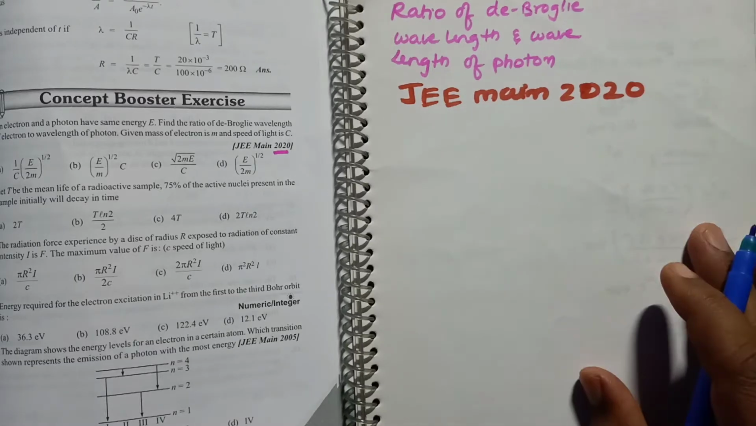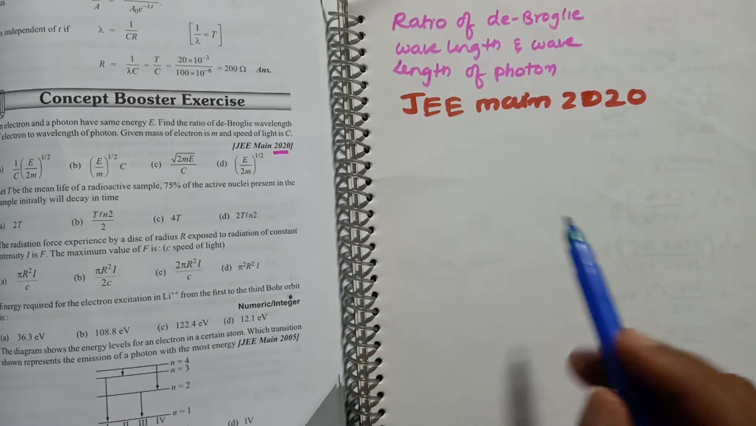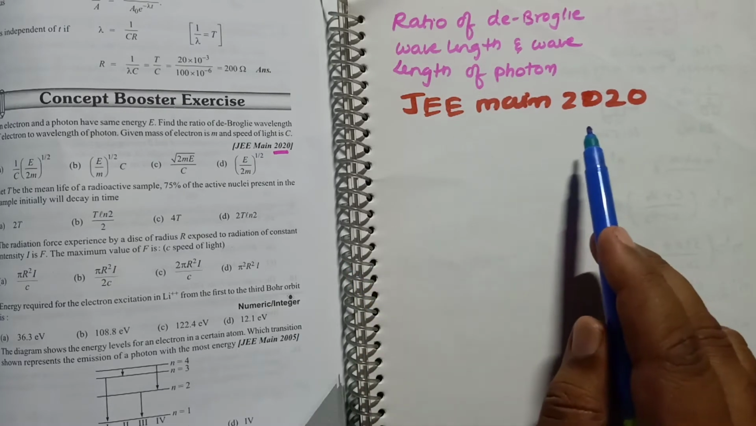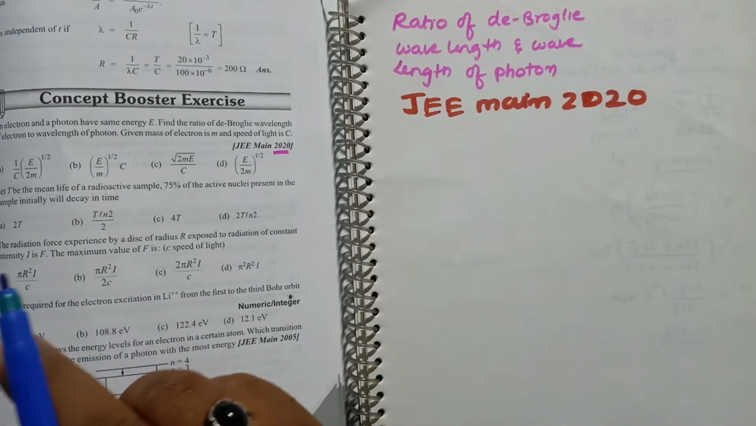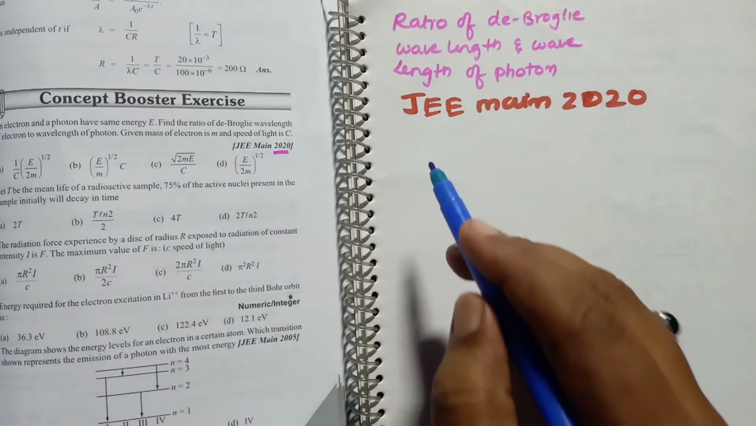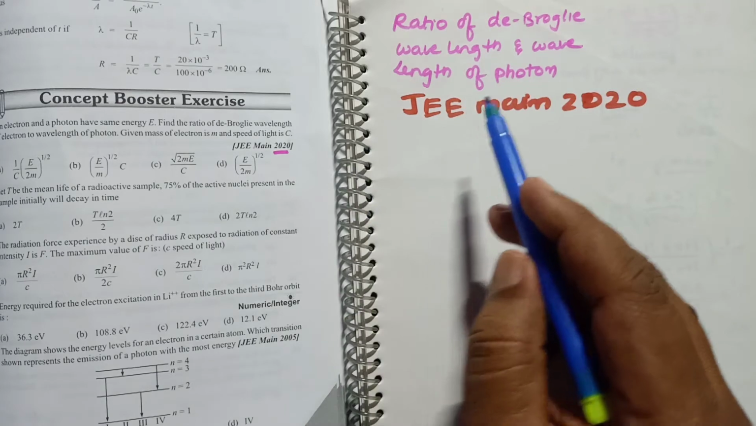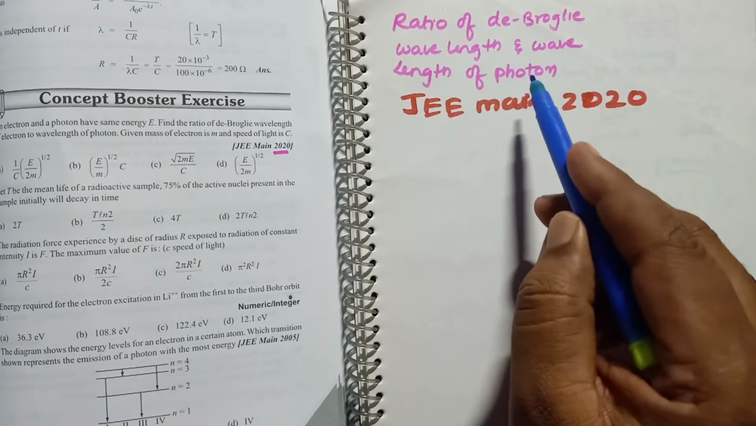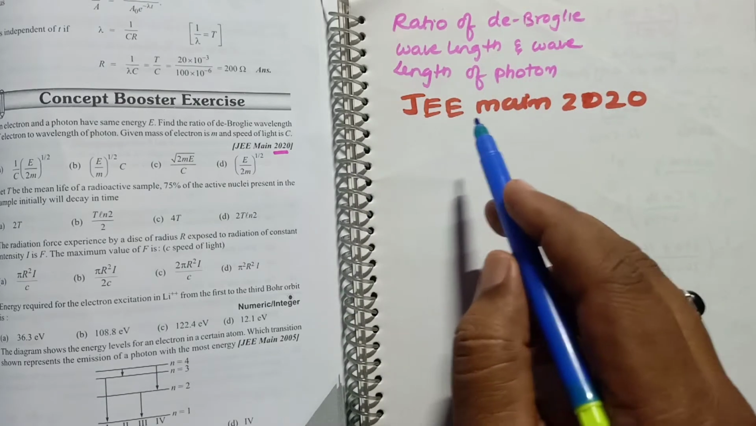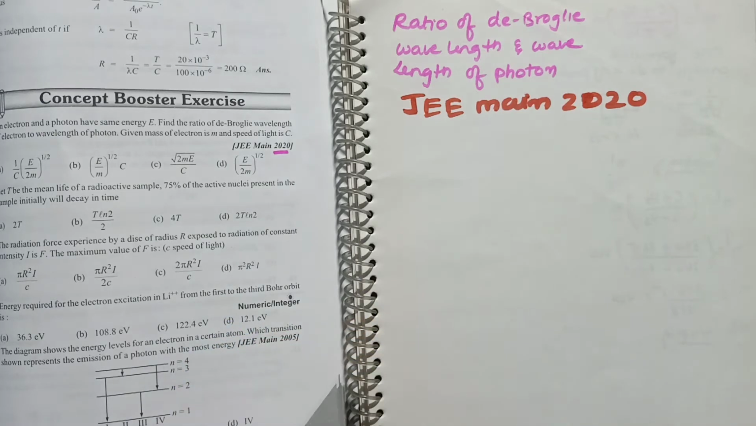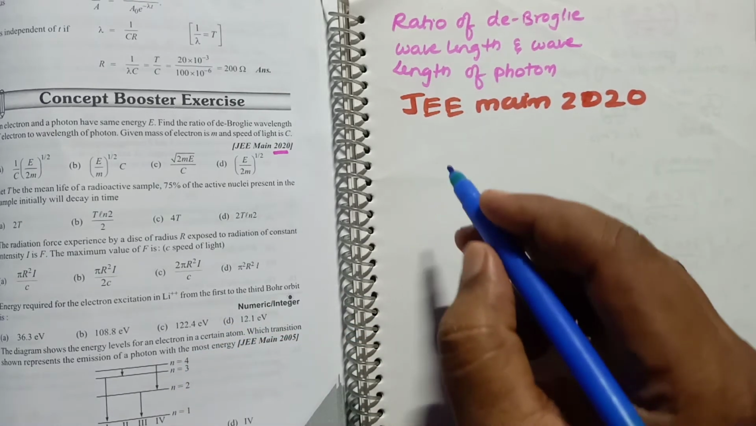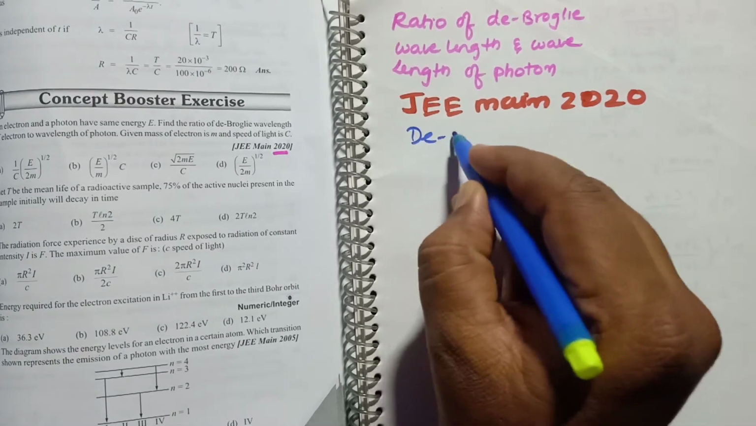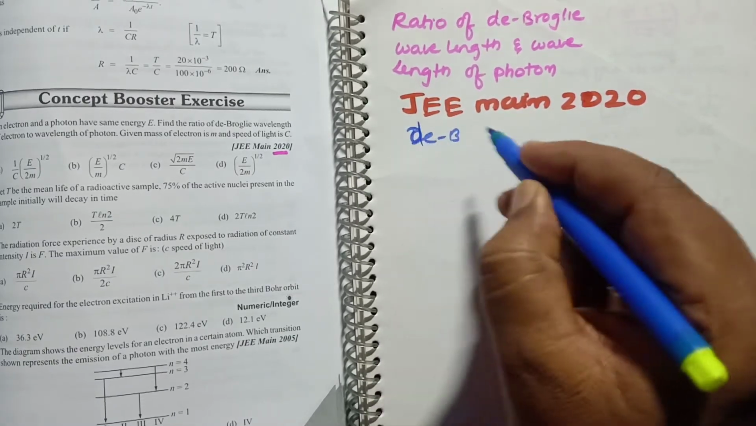Okay guys, today we're going to discuss one problem from JEE Mains 2020, asked in a recent year. What are you going to do in this problem? It asks you to find the ratio of the de Broglie wavelength and the wavelength of a photon. How are you going to find this? First of all, let us find out what we mean by de Broglie wavelength.